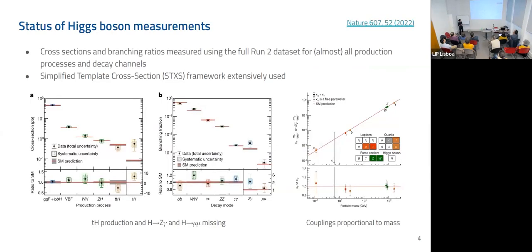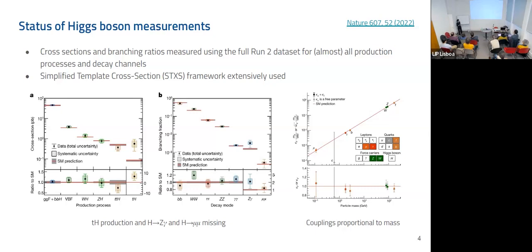processes, and decay channels. So the landscape at the moment is the one that you see summarized in these plots. We have measured the cross sections and branching ratios of almost all of the production processes and decay channels using the full run 2 data set. And this is what you see on the left for the production processes and on the right for the decay modes.